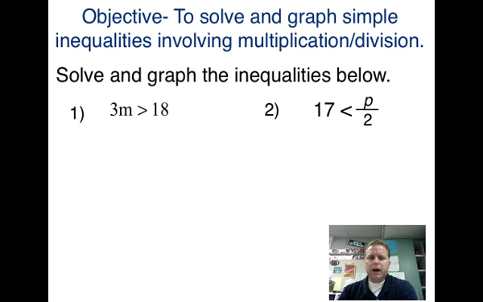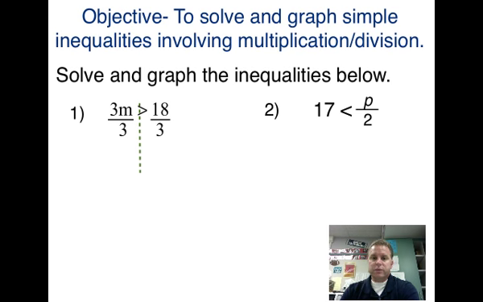Number 1, 3m greater than 18. Remember, when you have a number in front of a variable, it's called a coefficient, and it means that you're multiplying that variable by the number. So in this case, we have 3 times m is greater than 18. Just like before, we want to do the opposite of what we see. So since we see multiplying by 3, we're going to divide both sides by 3, keeping our equation balanced. So what we do to one side, we have to do to the other.